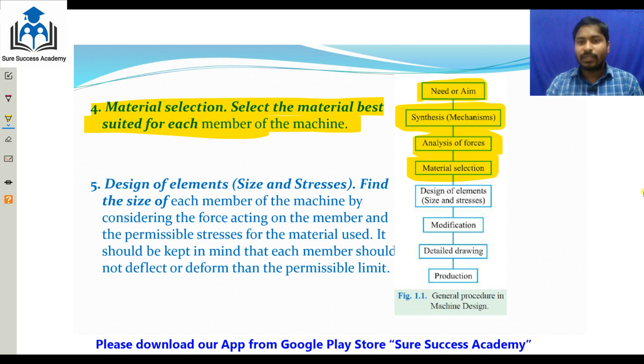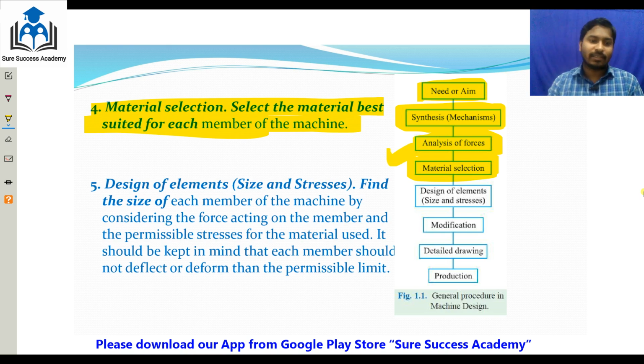For example, suppose cast iron is there, aluminum is there, mild steel is there. Based on the strength of materials, you have to select according to how much stress. Suppose a stress equal to 100 MPa is coming, then you have to select a material whose allowable stress, or yield stress, or ultimate stress should be more than 100 MPa.